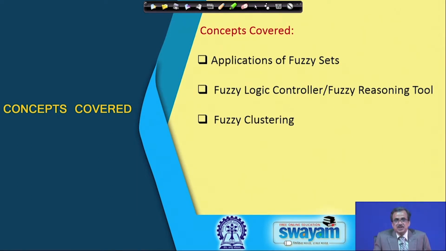Now, in this lecture we are going to concentrate mainly on two applications. One is how to design and develop a fuzzy reasoning tool in the form of a fuzzy logic controller. If you see the literature, we have got two very popular approaches. One is called the Mamdani approach and another is called Takagi and Sugeno's approach. Both the approaches will be discussed in detail with suitable numerical examples.